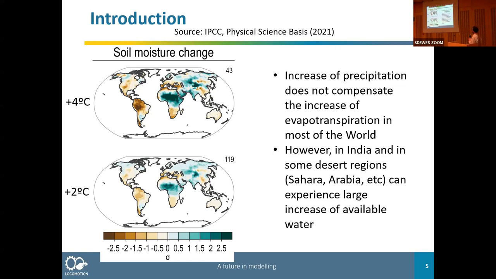we can see large regions where the soil moisture is expected to decrease a lot, especially in the Amazon and also in the Mediterranean region. But on the contrary, in India and in some desert regions, it is expected the opposite, an increase of available water. For example, in some desert areas in India, and in some higher latitudes, a small increase of soil moisture is also expected. So this will affect water availability and will affect our results.